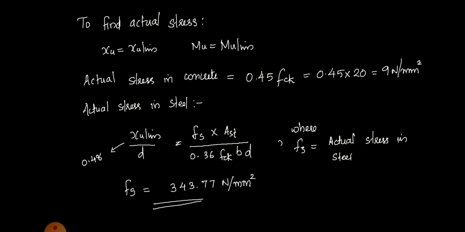So let that particular value be the actual stress in steel, Fs. We have to find out Fs, that is the actual stress in steel. After calculating you will get the value as 343.77 Newton per mm square.